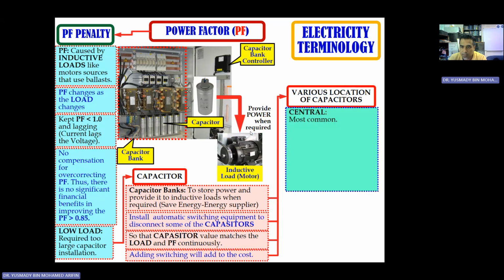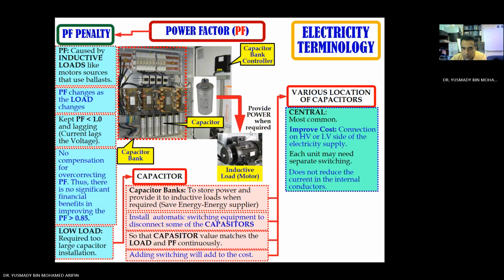We have the centralized location, the central location, which is most commonly used. This type of location can improve cost because of the connection to the high voltage or lower voltage side of the electricity supply, near to the electricity supply. Each unit may need separate switching and it does not reduce the current in the internal conductors. So these are the criteria for the central location of the capacitor.